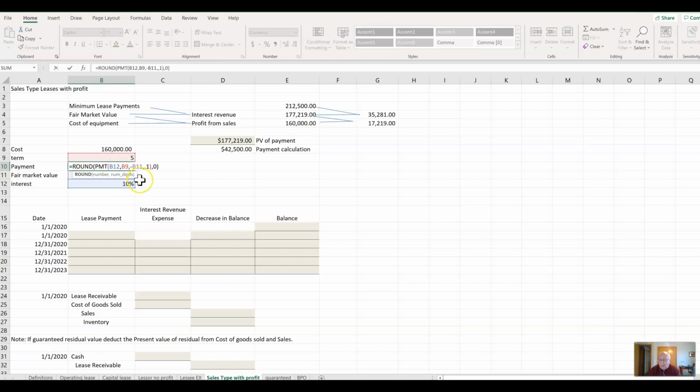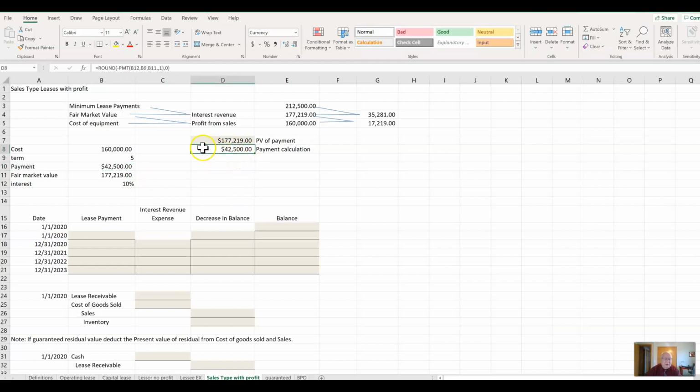You look at more than that in the next one, but you look at the payment you have, and it's the interest rate, which is the B12, and B9 is the term that you have. And then you look at the fair value, or your recoverable cost is how we like to word it, which is the 177,219. And of course at the beginning of the year, so that's why it's the 1 in there. So the payment came up to $42,500. Okay, and that's the actual calculation of it right there. It's a payment function is what it is.